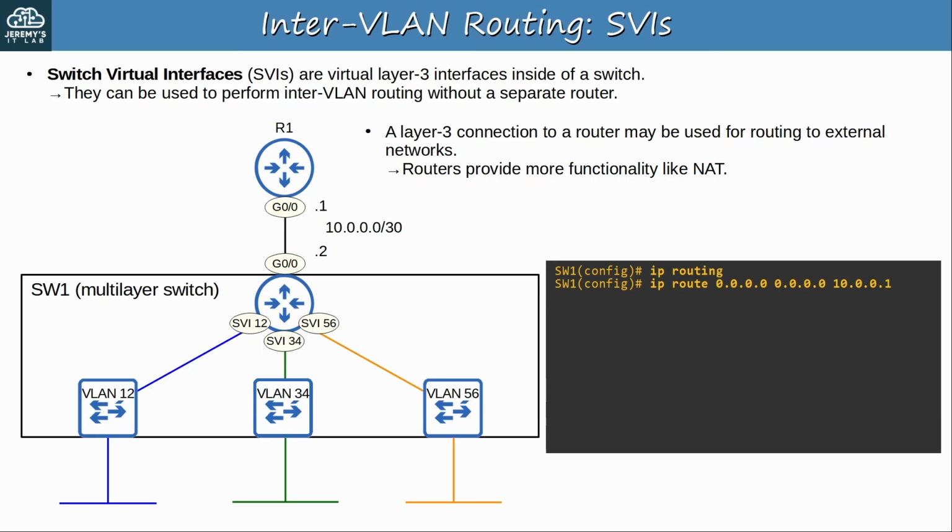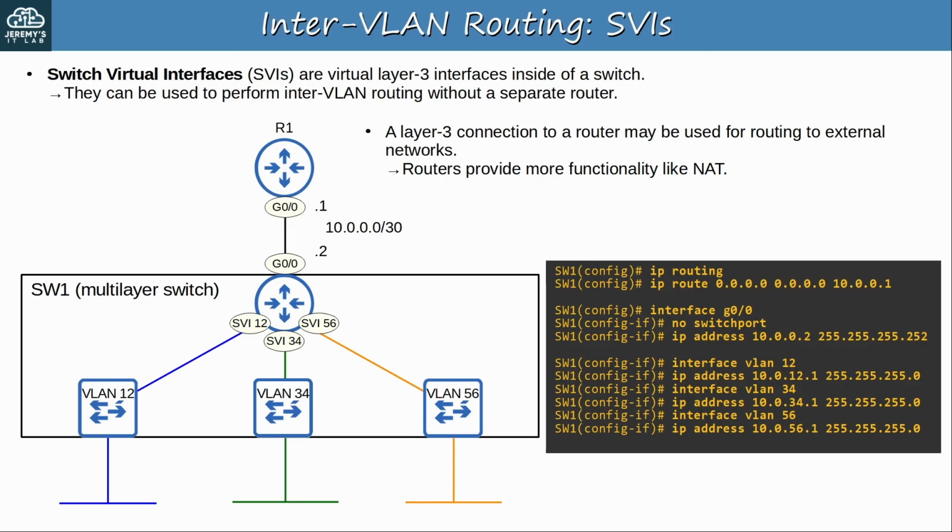First, enable IP routing on switch 1 and configure a route to R1. It doesn't have to be a default route, it depends on the network, of course. To configure the routed port, use no switchport and then configure an IP address. Now, we just have to configure the SVIs. The command to configure an SVI is interface VLAN followed by the VLAN ID. Then, just configure an IP address on the SVI. And that's how to configure inter-VLAN routing using SVIs.